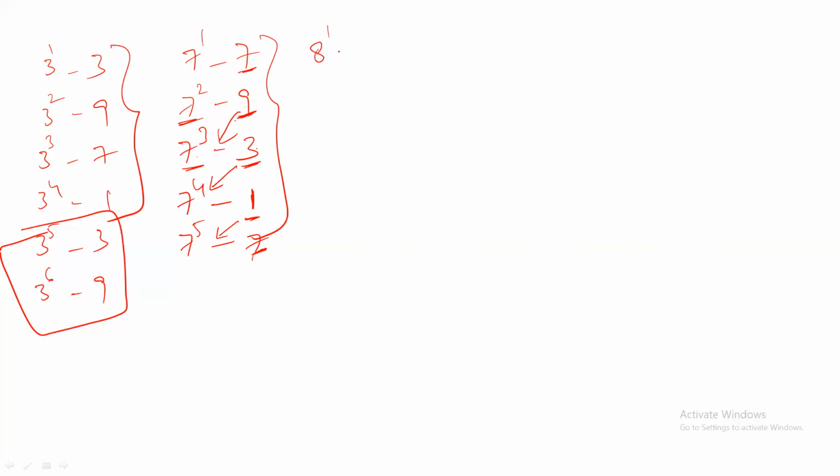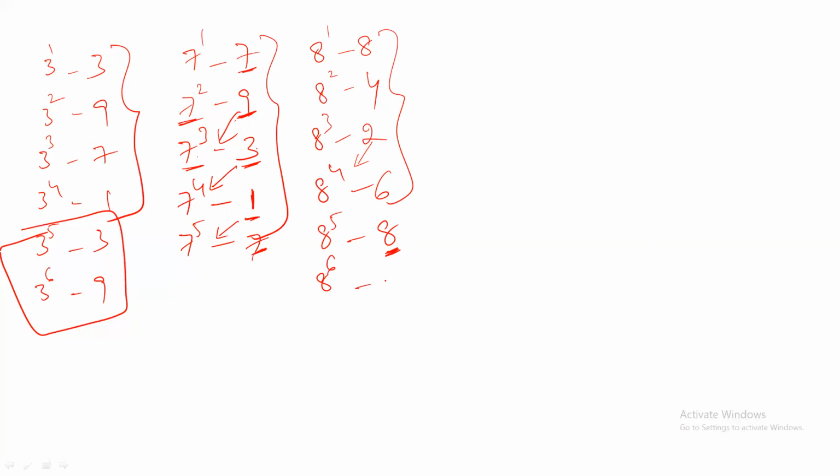Now similarly for 8. 8 1 times is 8. 8 square is 64, ends with 4. 8 cube is 8 4 times is 32, ends with 2. Okay, 8 power 4. 8 2 times is 16, ends with 6. 8 power 5: 8 6 times is 48, ends with 8. So this will be the process here. After 4 numbers, if you see 8 again, it is repeating. If you write 8 power 6, it ends with 4. That is for sure. Why? Because 8 8 times is 64, ends with 4. Now after 4 numbers the cycle is repeating.